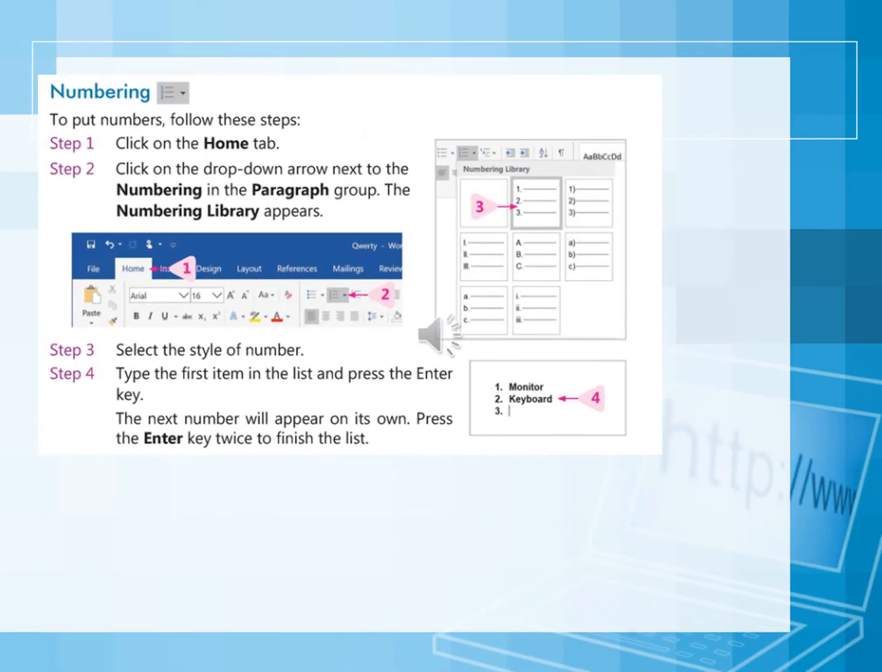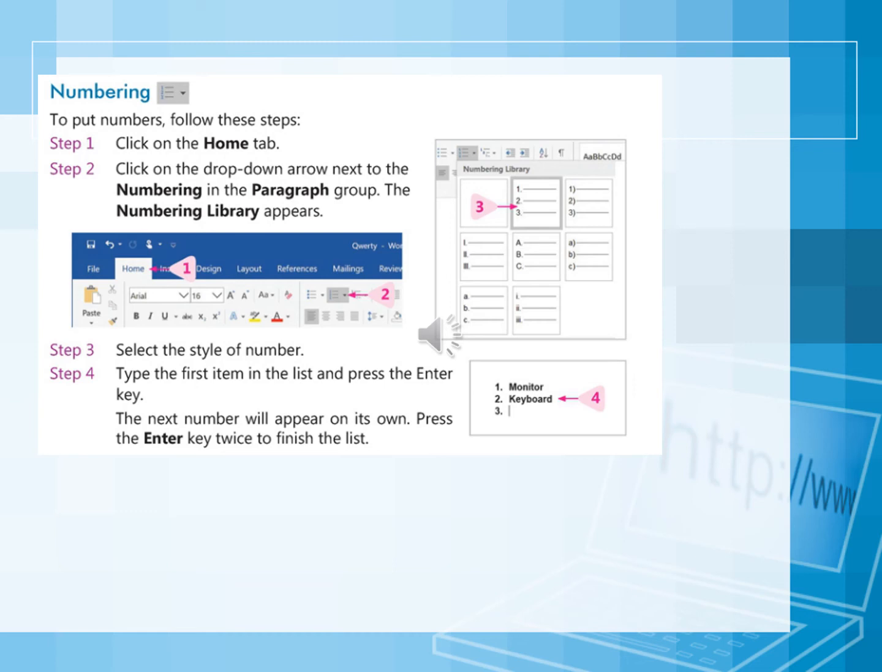Now we will learn how to apply numbering to the text. To put numbers, follow these steps. We will click on the Home tab, and click on the drop down arrow next to the numbering in the Paragraph group. The numbering library will appear. After that, we will select the style of number. See here, you can see different styles of numbers are displayed. Whichever style you want, you can select.